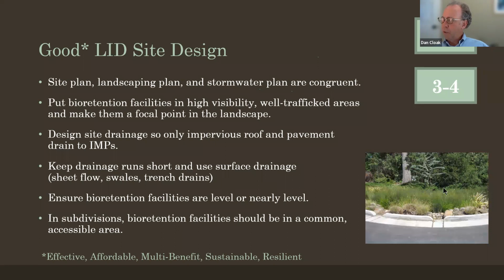Yeah, so here's a photo, actually an example of this in a subdivision. This is one of the early ones that were built in Contra Costa. Good example, the end of a private street. And here, this bioretention facility has a nice natural look to it. And it's located in the common area, which is common in the same way that the street is common.